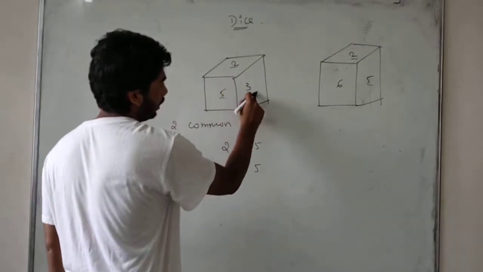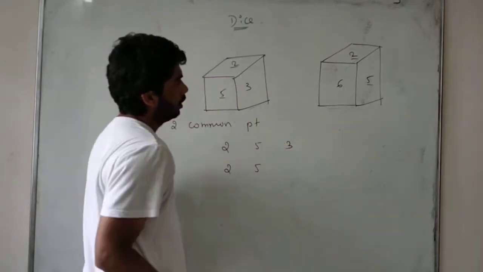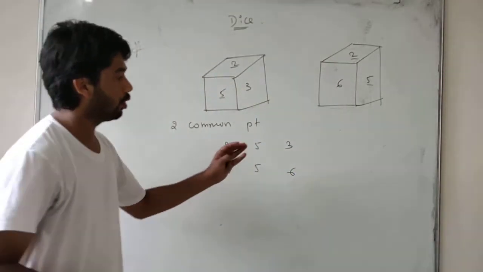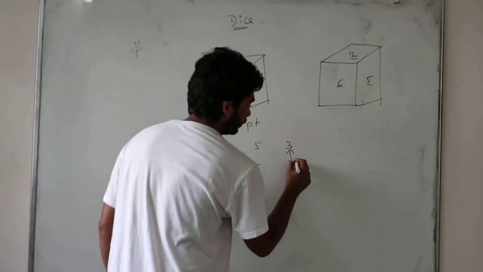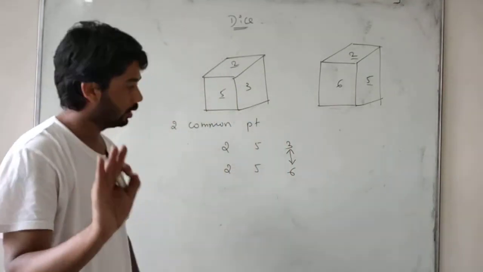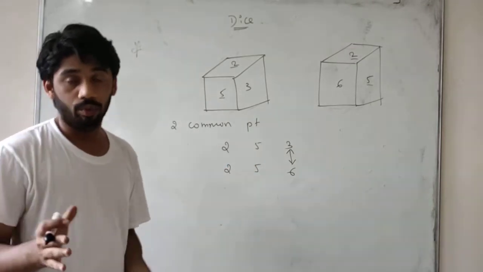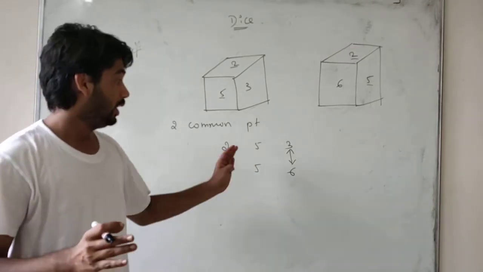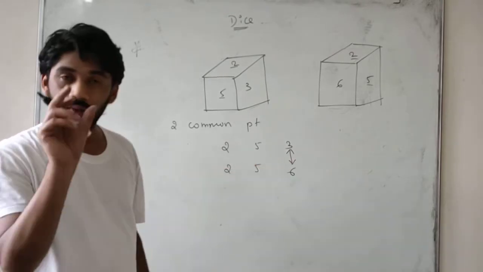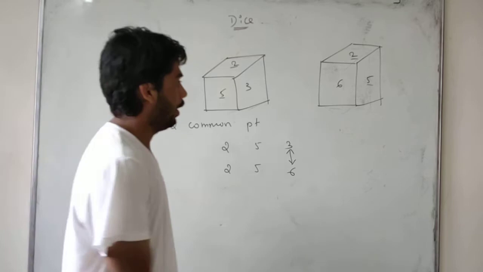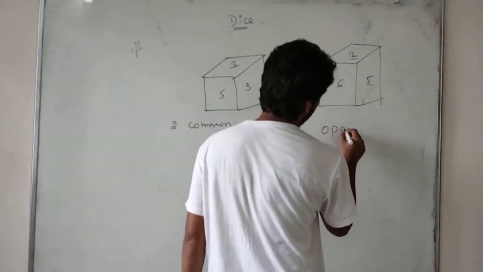Remaining, besides 2 and 5, is 3 here, so I write 3. Remaining is 6. So we can say that the opposite of 3 is 6. We don't know the opposite of 2 or the opposite of 5. In this type of question, we can find only one opposite. For the other opposites, we cannot find them.